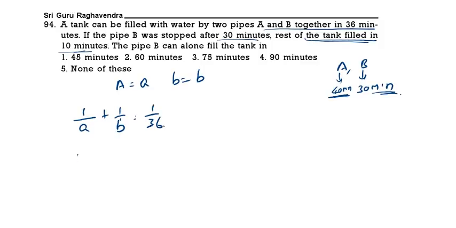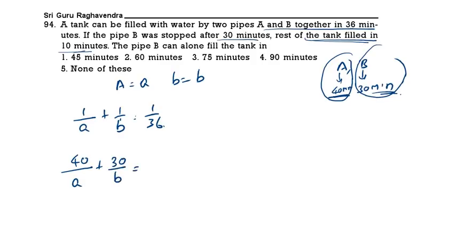Again, what is given? They are open for different times: A is open for 40 minutes, B is open for 30. So 40 by A plus 30 by B, the total tank, means 1, is equal to 1. Now you have to solve this.